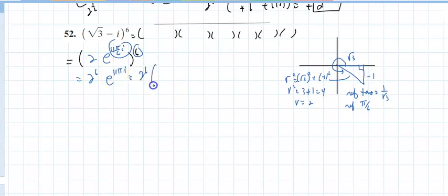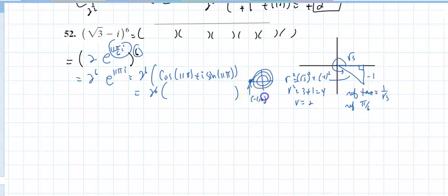That is 2 to the 6 times the cosine of 11 pi plus i the sine of 11 pi. And identical to the previous problem, I know where 11 pi is. That's 1 pi, 2 pi, 3 pi, 4 pi, 5 pi. All the odd multiples of pi are right there, so this is negative 1, 0. And this turns out to be negative 2 to the 6th power, or negative 64.